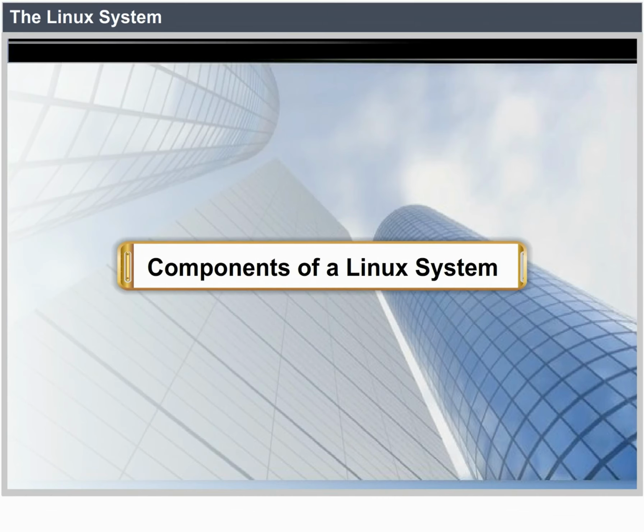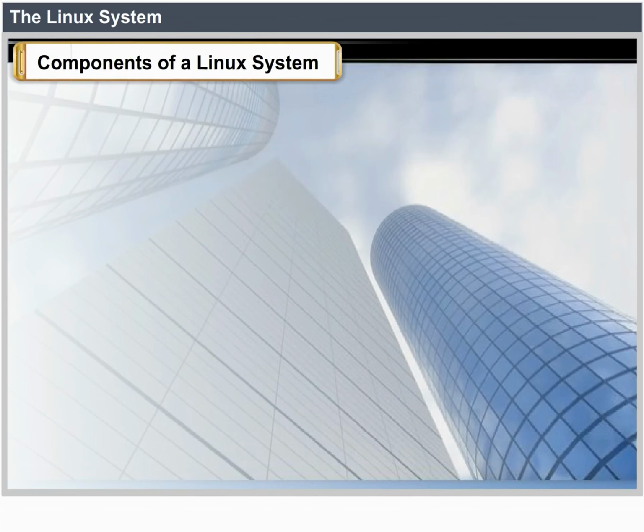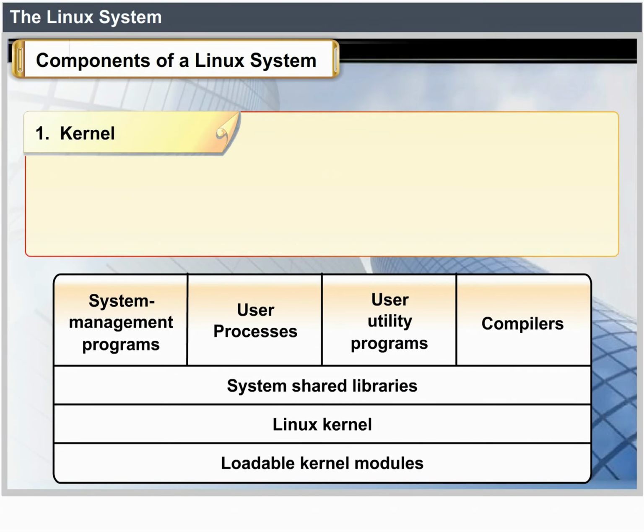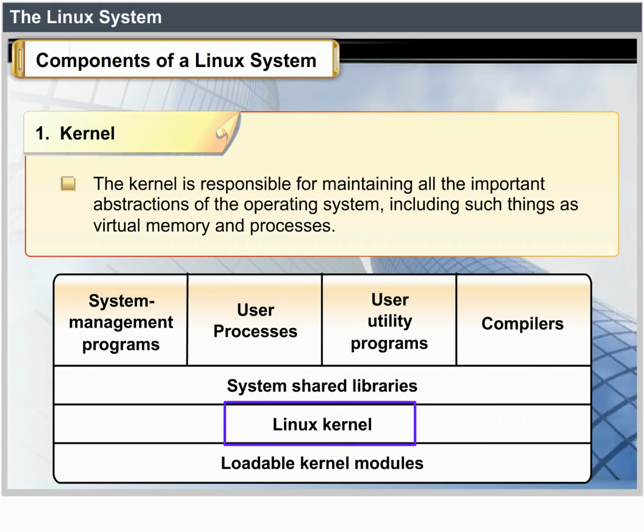Components of a Linux system. The Linux system is composed of three main bodies of code, in line with most traditional Unix implementations. Kernel. The kernel is responsible for maintaining all the important abstractions of the operating system, including such things as virtual memory and processes.